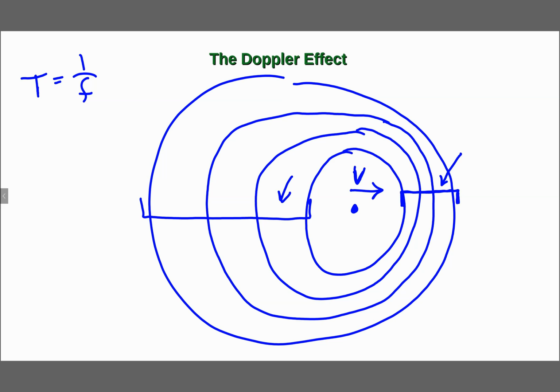But what happens is, when I change the wavelength, the speed of the wave, remember v, is a property of the medium, right? It's a property of the air. When we were calculating the speed of sound through air, it didn't have anything to do with the source, right?